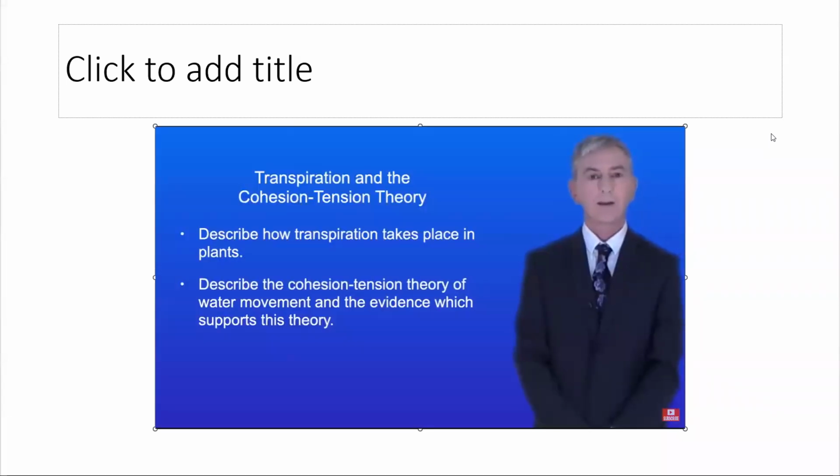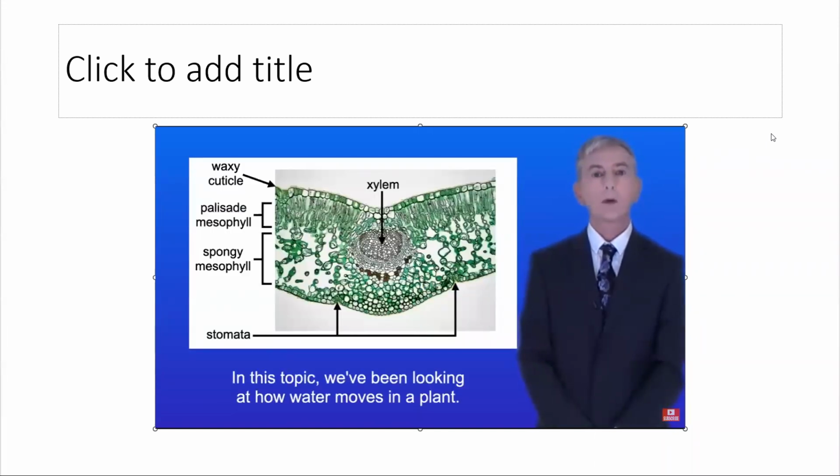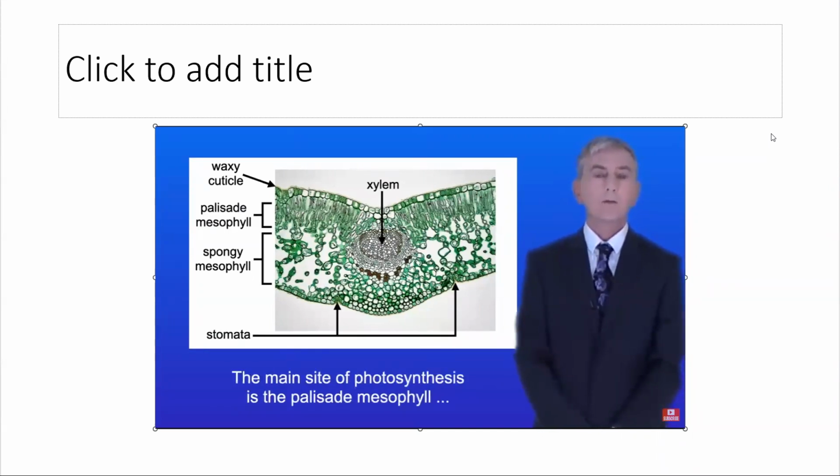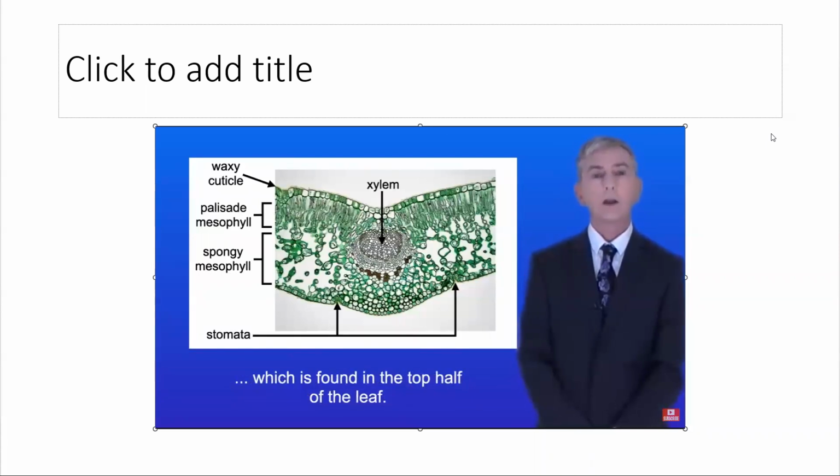Hi and welcome back to Free Science Lessons. By the end of this video, you should be able to describe how transpiration takes place in plants. You should then be able to describe the cohesion tension theory of water movement and the evidence which supports this theory. In this topic, we've been looking at how water moves in a plant. Remember that water is a reactant in photosynthesis, which takes place in the leaves. I'm showing you the structure of a leaf here. The main site of photosynthesis is the palisade mesophyll, which is found in the top half of the leaf.